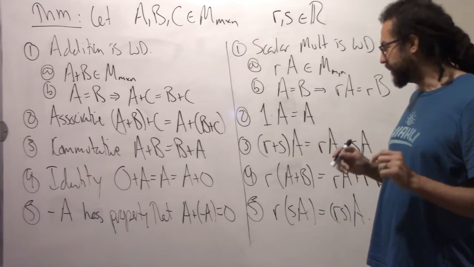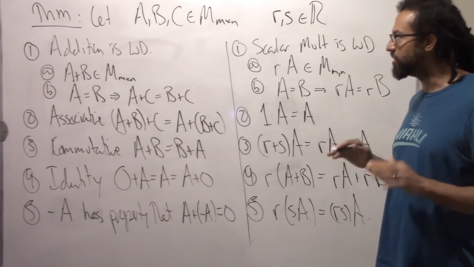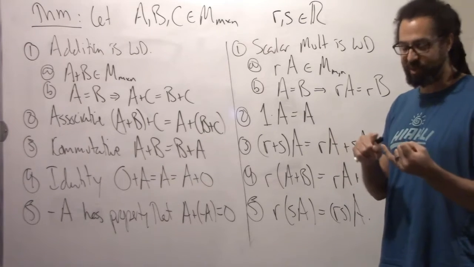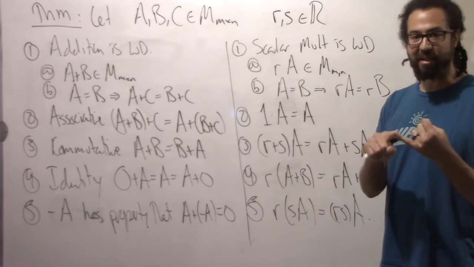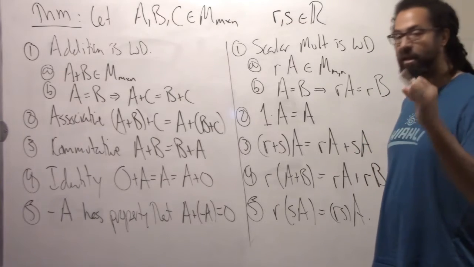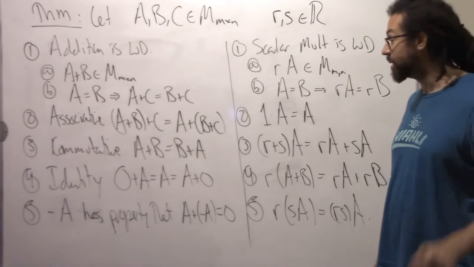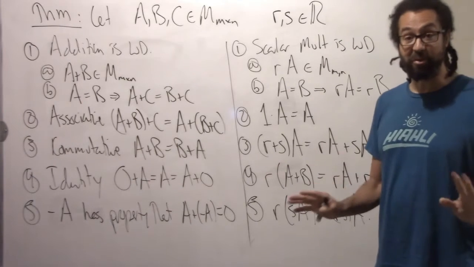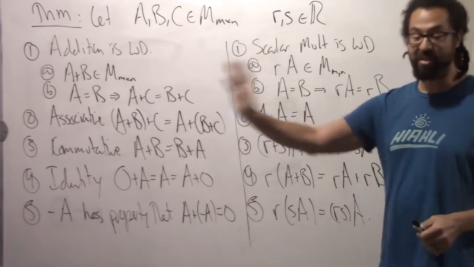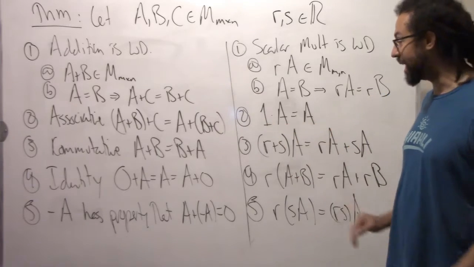Right, here are 10 properties that you need to memorize, and these are the properties for addition and scalar multiplication and how those two operations might be compatible. So forget about matrix product for a minute. That's got its own theorem. We'll deal with that later.